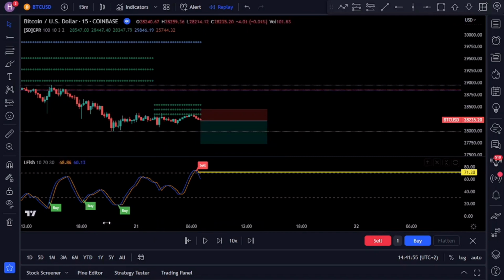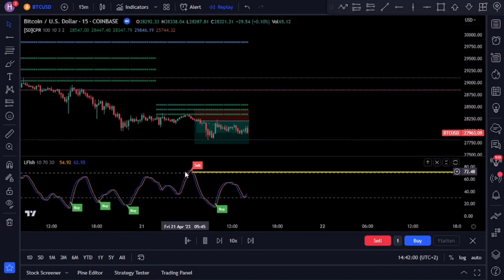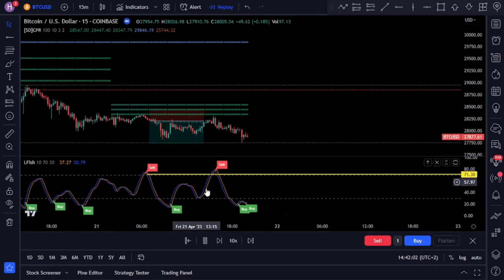As always, feel free to test this out for yourself with the stuff that you like to trade, like crypto, forex, stocks, or whatever it is. Like all other indicators, make sure to do some back testing.